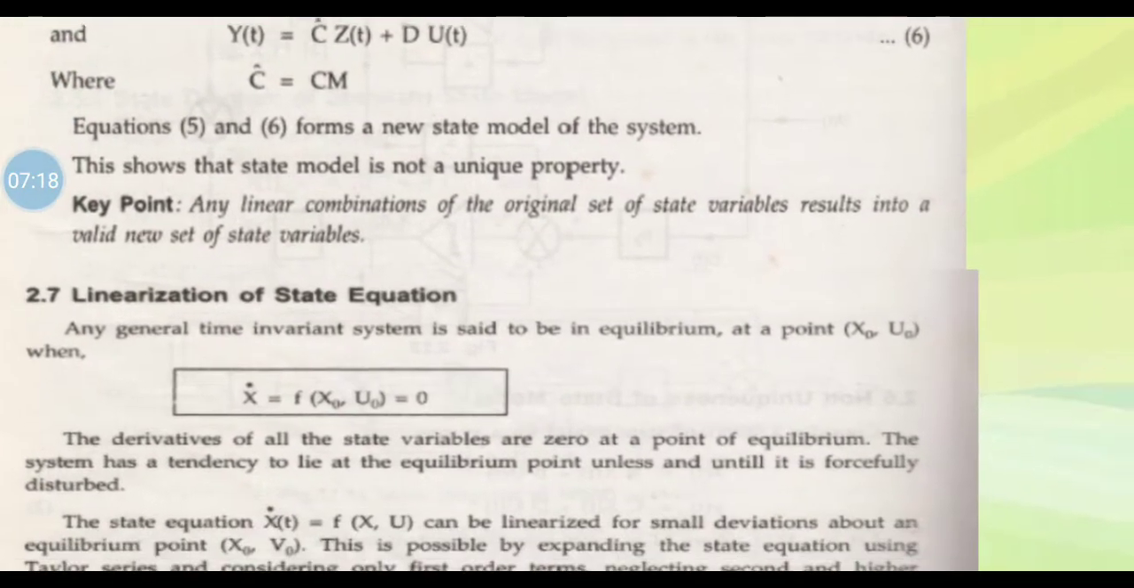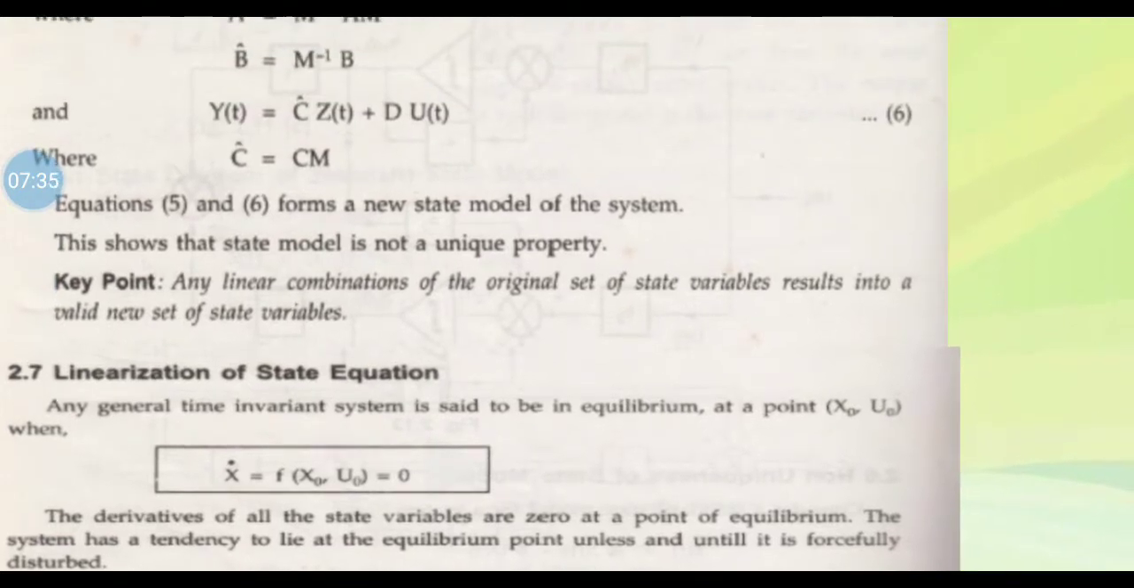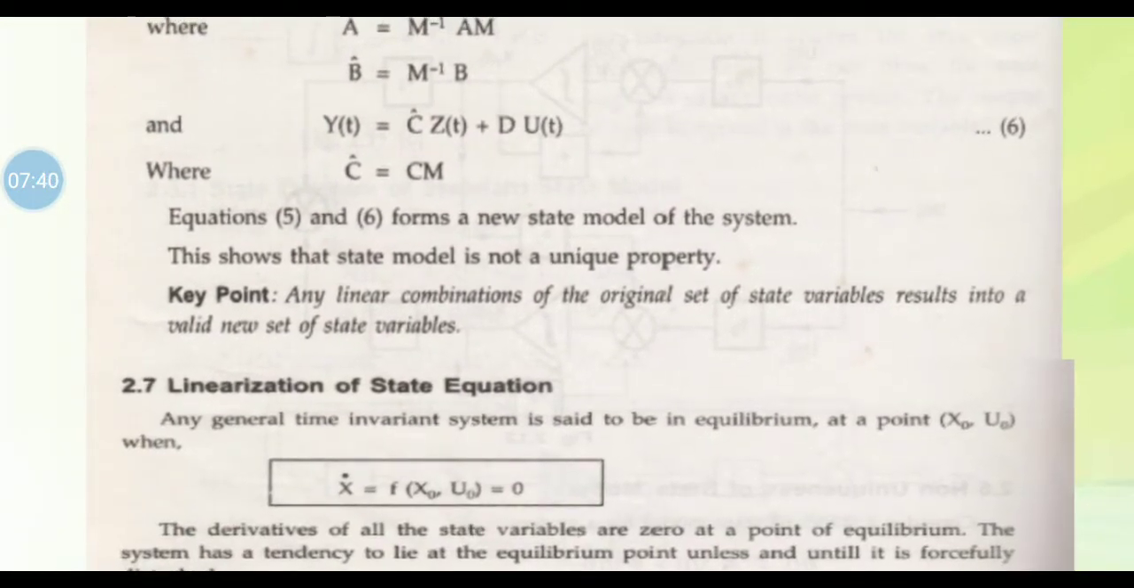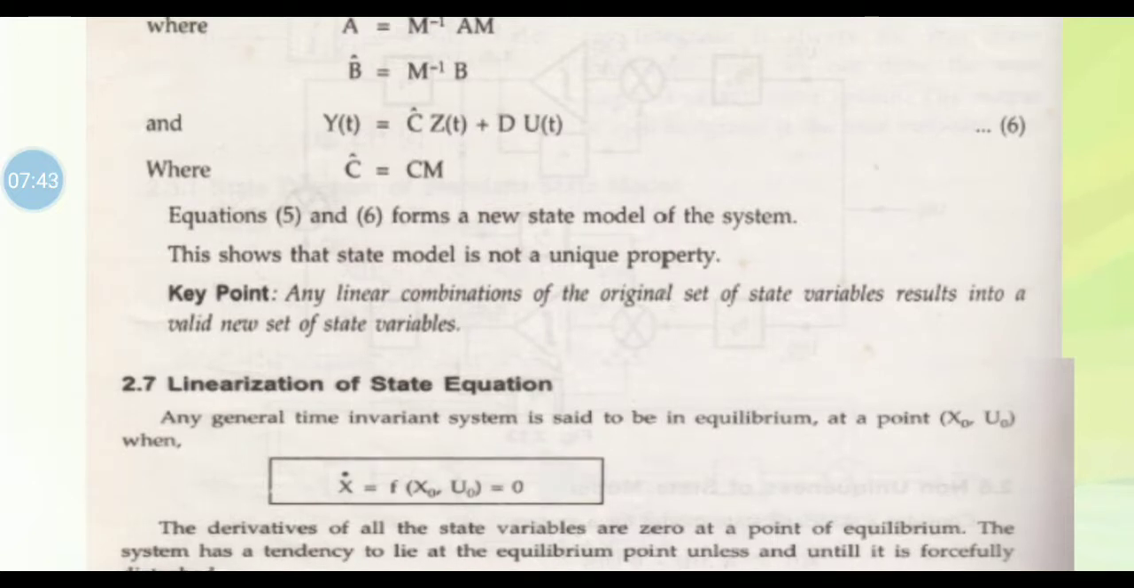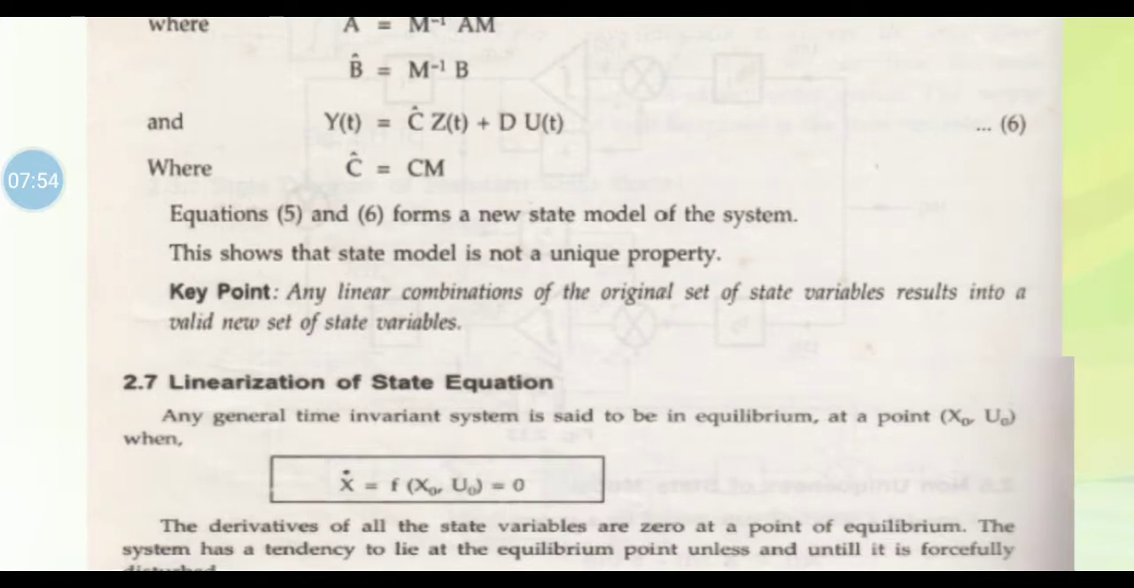Any general time invariant system is said to be in equilibrium at a point x naught, u naught when x dot of t is equal to f of x naught, u naught is equal to 0. So whatever the derivatives of all the state variables are, they are 0 at a point of equilibrium. Then the system has a tendency to lie at the equilibrium point unless and until it is forcefully disturbed.